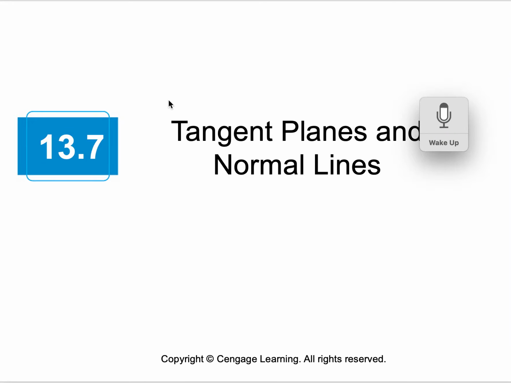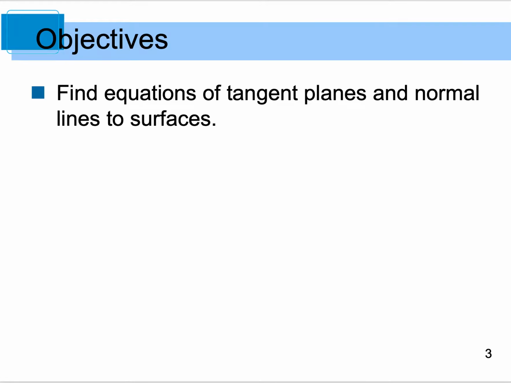In this lesson, we're going to take a look at tangent planes and normal lines. So this is building upon Calculus 1. Instead of having a tangent line, we're going to have a tangent plane, and we'll have a normal line to a surface. So that's going to be relative to a surface.